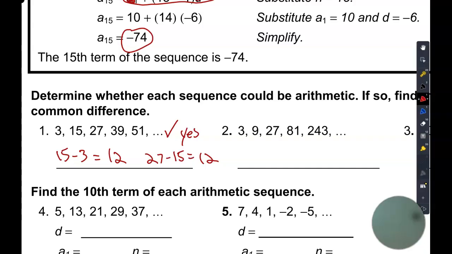All right, here we've got 3, 9, 27, 81, 243. This does not look like you're adding the same number. So you can tell it's not an arithmetic sequence, but let's just go through it here. 9 minus 3, it's going to get us 6. And 27 minus 9, I can't think of off the top, but it's not 6, right? So this is not an arithmetic sequence.